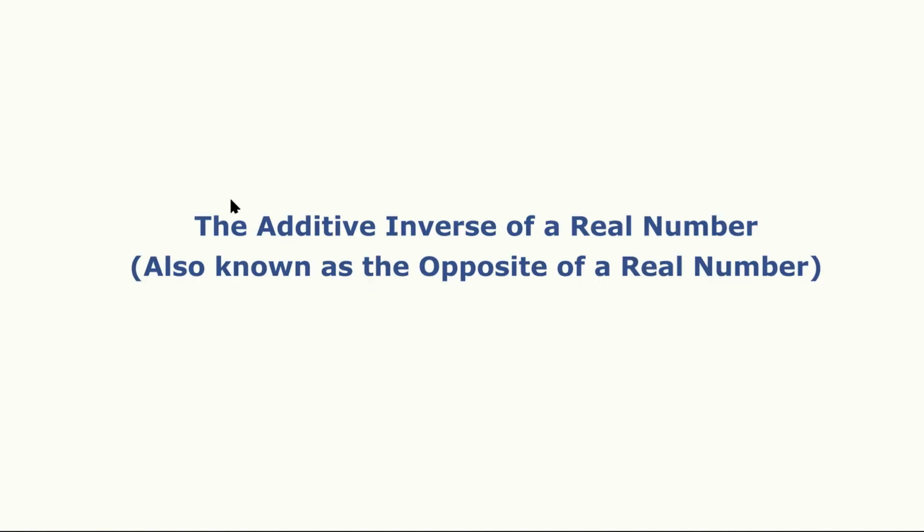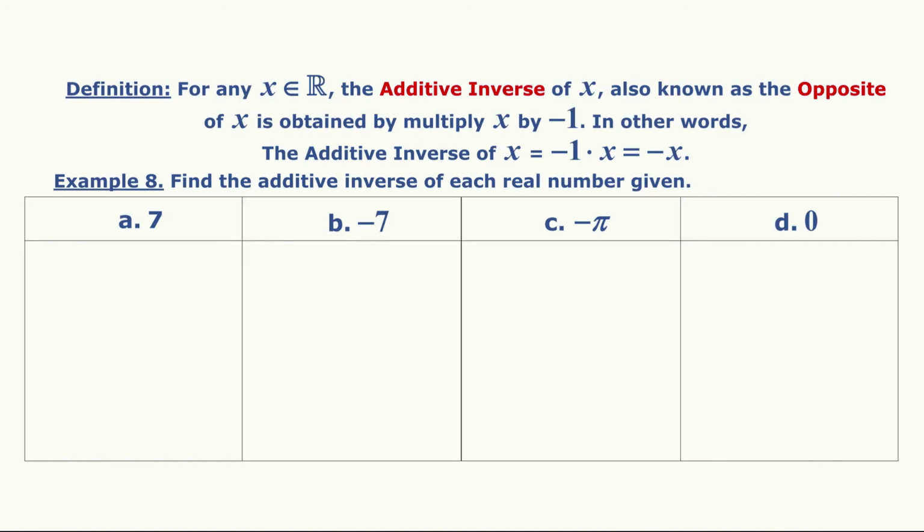All right, so next we want to look at what's called the additive inverse of a real number. This is also known as the opposite of the real number. This was the older terminology. This is the more modern terminology. All right, so for any real number x, the additive inverse of x, also known as the opposite of x, is obtained by multiplying x by -1. In other words, the additive inverse of x is -1 times x, which of course is just -x.